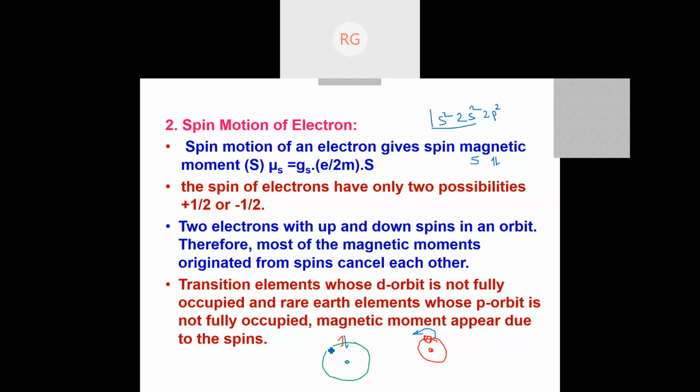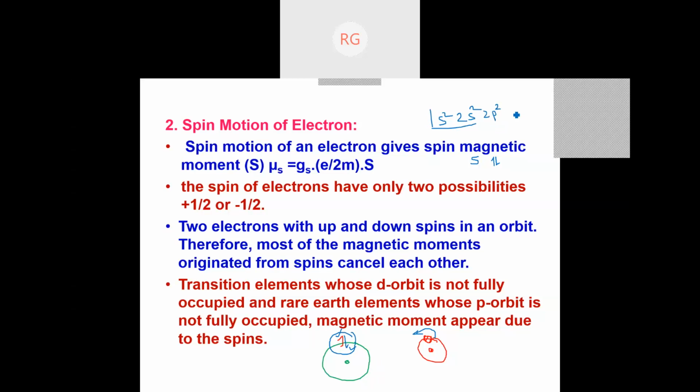Therefore, the spin magnetic moment arising due to the first electron is compensating the spin magnetic moment due to the second electron because their spins are opposite. Therefore, the two spin magnetic moments will cancel each other, and the net magnetization due to these electrons in the orbit is zero. That means whenever you have an orbit which is completely filled with electrons of opposite spins, then we don't get any contribution of magnetism from the spin of the electrons.